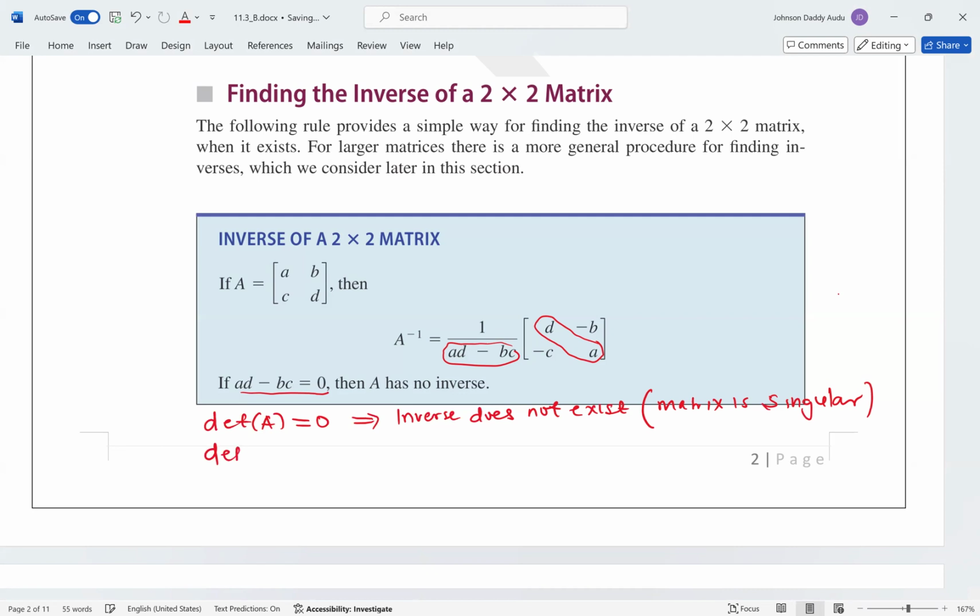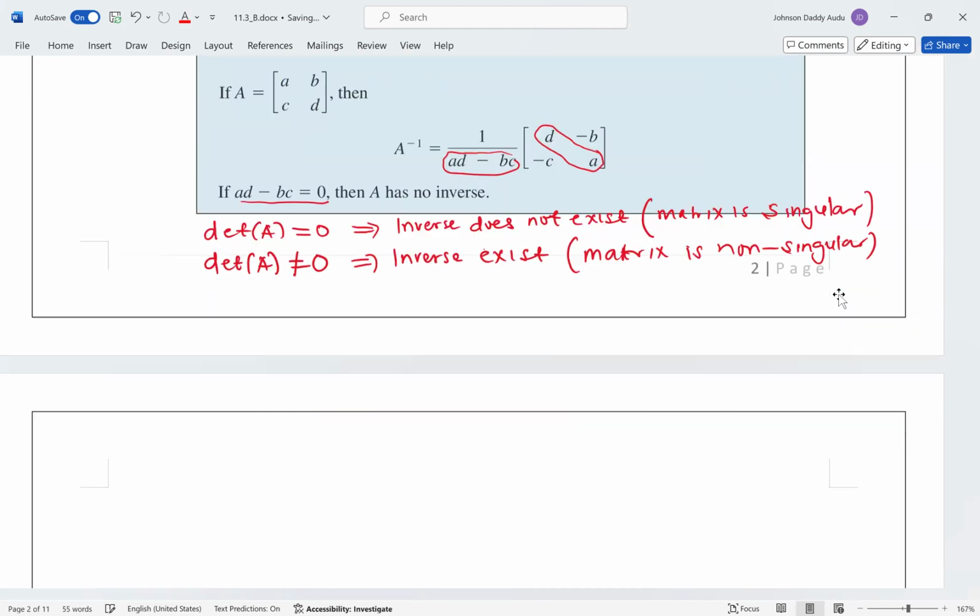But if the determinant, I'm just using A now, A represents any n by n. This applies to any n by n, not just 2 by 2. If the determinant of A is not 0, then the inverse will exist. Then we can say the matrix is non-singular. So these are two very important terminologies: singular and non-singular matrix.